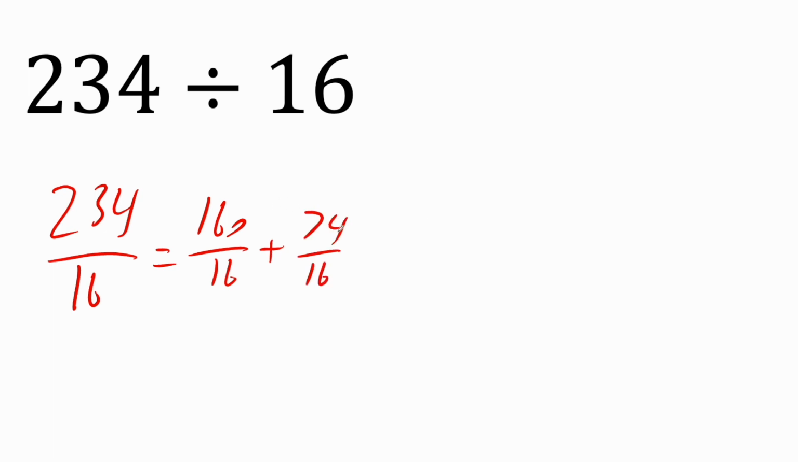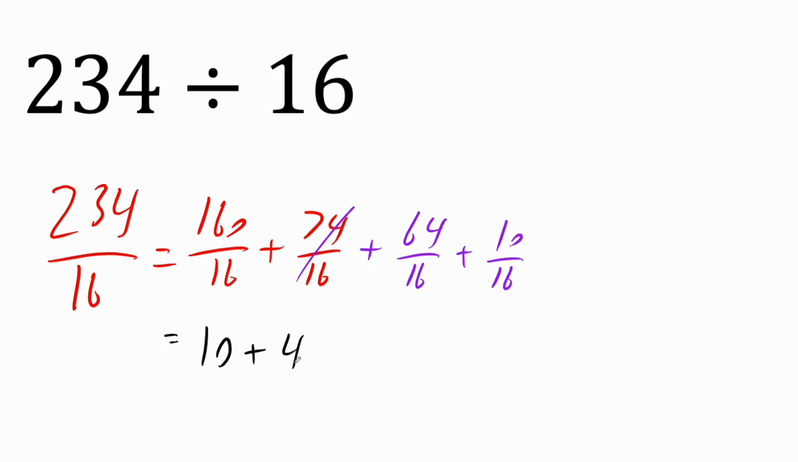Now, to make our lives easier, we can change this. We can say plus 64 divided by 16, because that's a nice whole number, plus 10 divided by 16. So 160 divided by 16 is going to give us 10. 64 divided by 16 is going to give us 4, because 16 times 4 is 64. And then this we can simplify. We could divide by 2, and we could get 5 divided by 8.